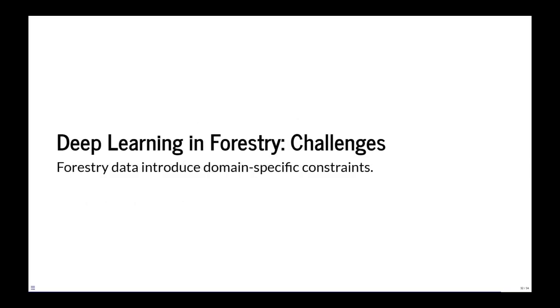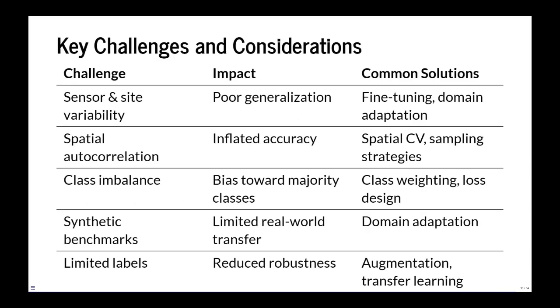We also have some common challenges within deep learning and forestry. We often see sensor and site variability, like what I just said, and this often impacts the generalization within these models. So we can fine tune or adapt our models to these specific domains. We also often have spatial autocorrelation, which inflates the accuracy of our models. So we can introduce different subsampling strategies into our models so we can reduce the amount of spatial autocorrelation that we see within these data sets.